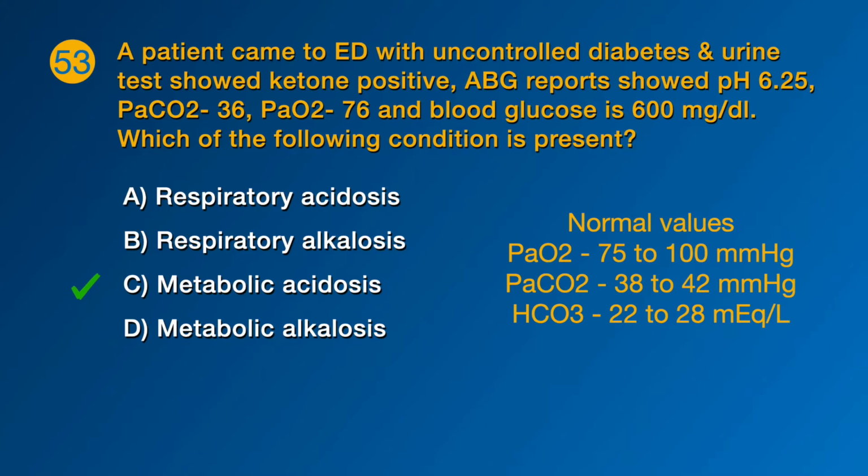pH less than 7.35 means acidosis and pH more than 7.35 means alkalosis. pH is 6.25 in the question, so it means patient is having acidosis. If PaO2 level is lower than normal value, it means patient is having metabolic acidosis because pH is also low.